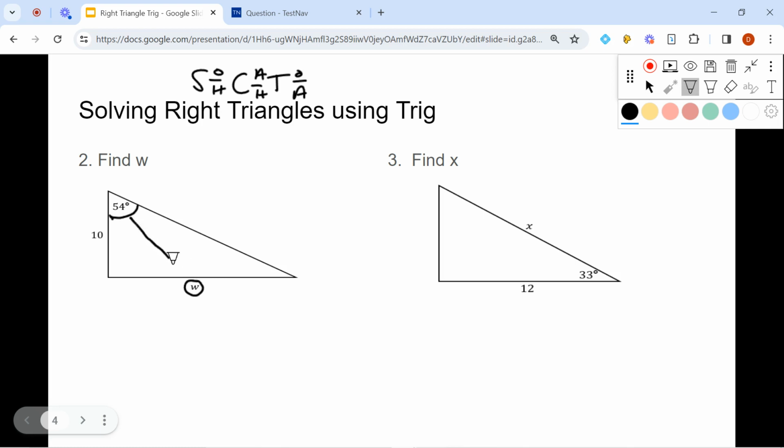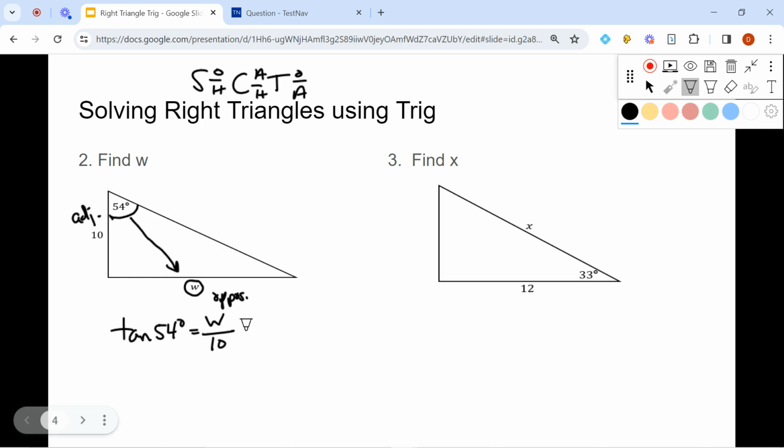Well, W is the side that's opposite 54. So I have that side. That's what I want to find. And then this side with the 10 is the adjacent side. So the trig function that uses opposite and adjacent is tangent. So I'm going to set this up as the tangent of 54 degrees is equal to W, the opposite side, over 10, the adjacent side.